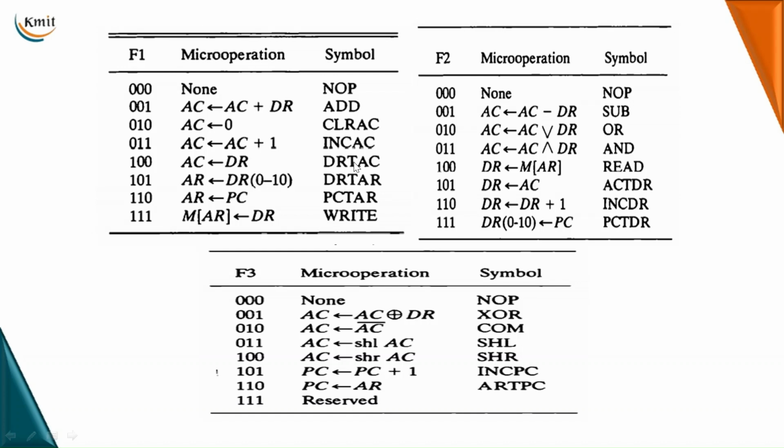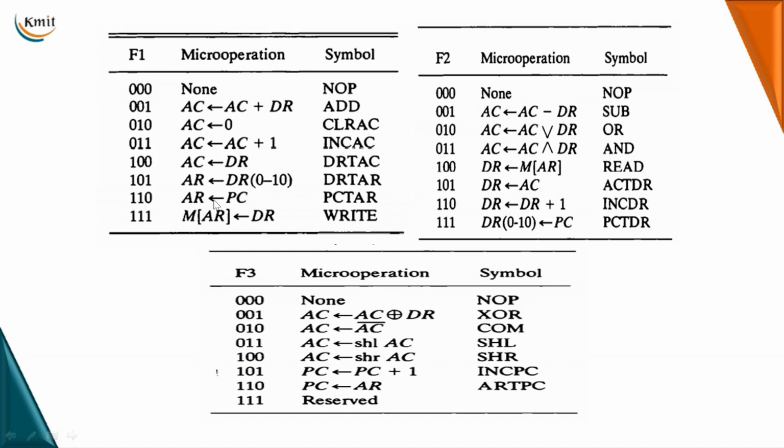So DR to AC, which means transferring of information. Between DR and AC, we use the transfer symbol T, which means the information is transferred from DR to AC. Similarly, 101 transfers the contents from the data register. 0 to 10 bits of the data register are transferred to the address register. You know that the data register is of size 16 bits, whereas the address register is of size 12 bits. So out of 16 bits, 0 to 10 bits of the data register are transferred into the address register. So DR to AR.